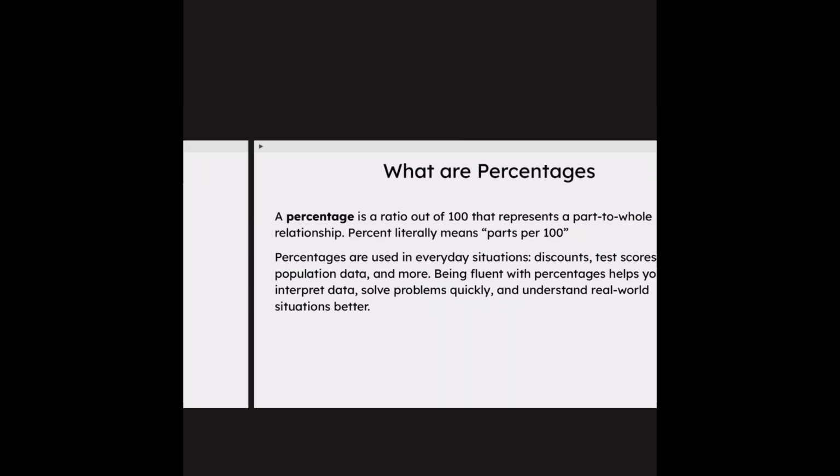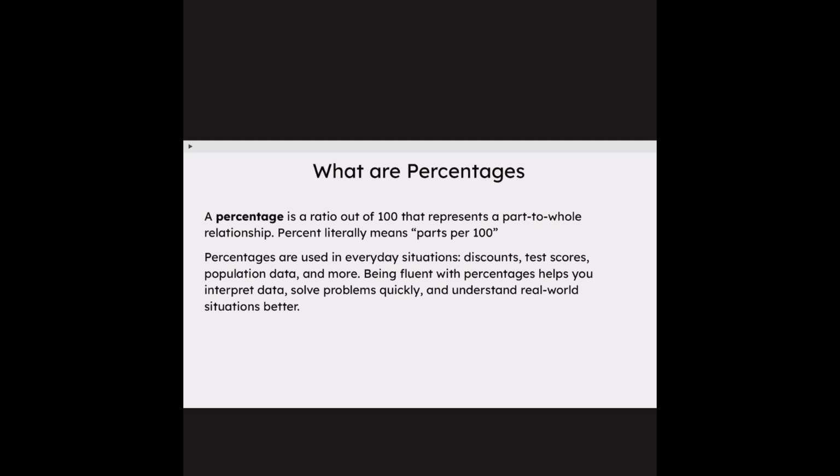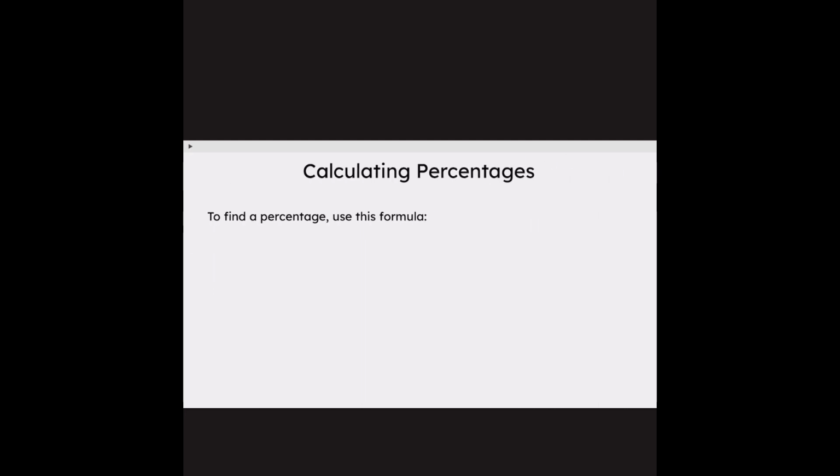Okay, now let's talk about percentages. A percentage is a ratio out of 100 that represents a part to whole relationship. Percent literally means parts per 100. So remember that percent is just a ratio. It's the same thing as a ratio, except it's a special ratio where it's out of 100. Percentages are used in everyday situations like discounts, test scores, population data, and more. Being fluent with percentages helps you interpret data, solve problems quickly, and understand real-world situations better.